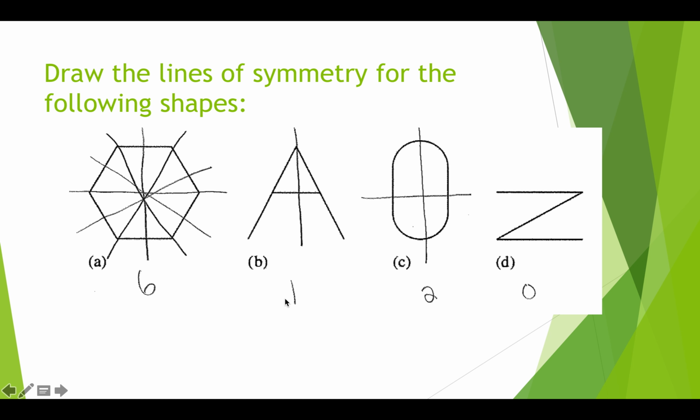B only has 1 line of symmetry. I can only fold it down that vertical line. This C shape actually has 2. I can fold it long ways or short ways. And Z is not going to have any lines of symmetry. If I were to fold it over on a vertical line, on a horizontal line, these diagonals are going to mess up and not be on top of each other. And the same thing for the vertical. If I were to fold it over on the vertical, this diagonal line messes up. So we could have no lines of symmetry.